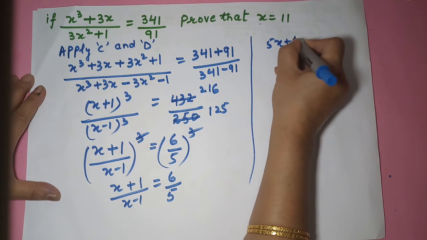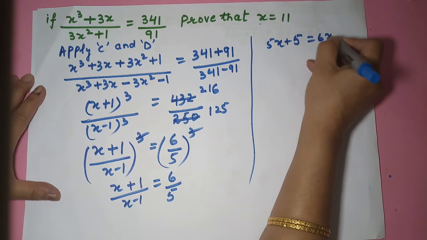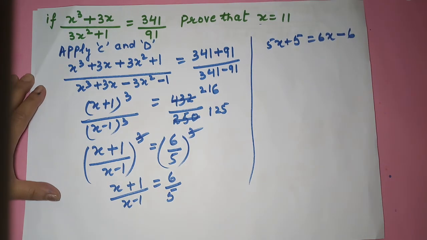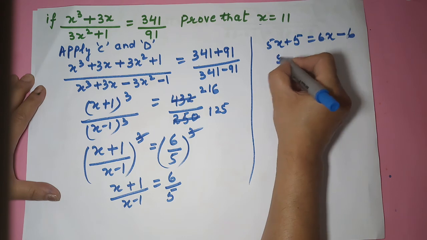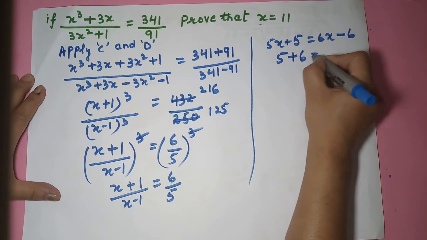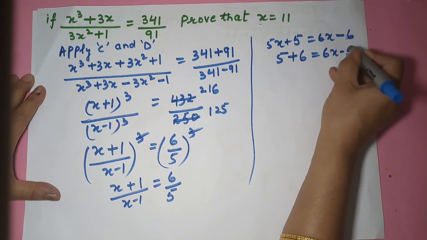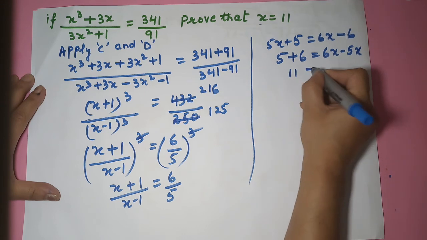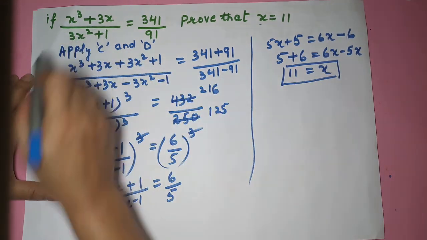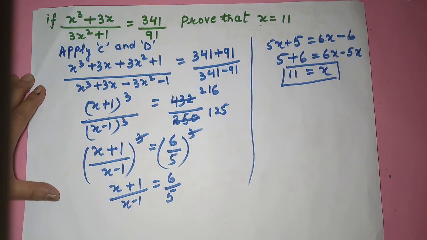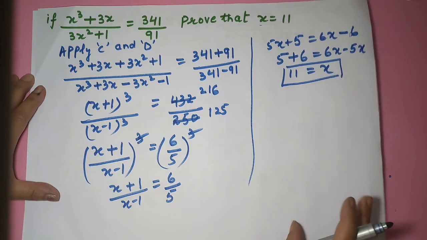This will become 5x plus 5 is equal to 6x minus 6. Right? So we can shift this here and this here. So I'll get 5 plus 6 is equal to 6x minus 5x. So this is 11 equal to x. So you have seen that you have solved the cubic equation with the help of componendo and dividendo.